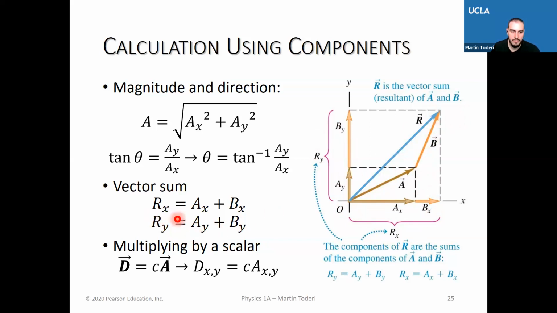So we have Rx equals Ax plus Bx, and Ry equals Ay plus By, and you can totally see it in this graph. That will apply to any vector, and to any dimension, because of course we are just talking about 2 dimensions here, but you can have vectors of n dimensions. Okay, and then we can look at what happens when you multiply by a scalar, and that will be pretty straightforward too. If you multiply a vector by a scalar, you multiply each of the components and you'll get the result vector.